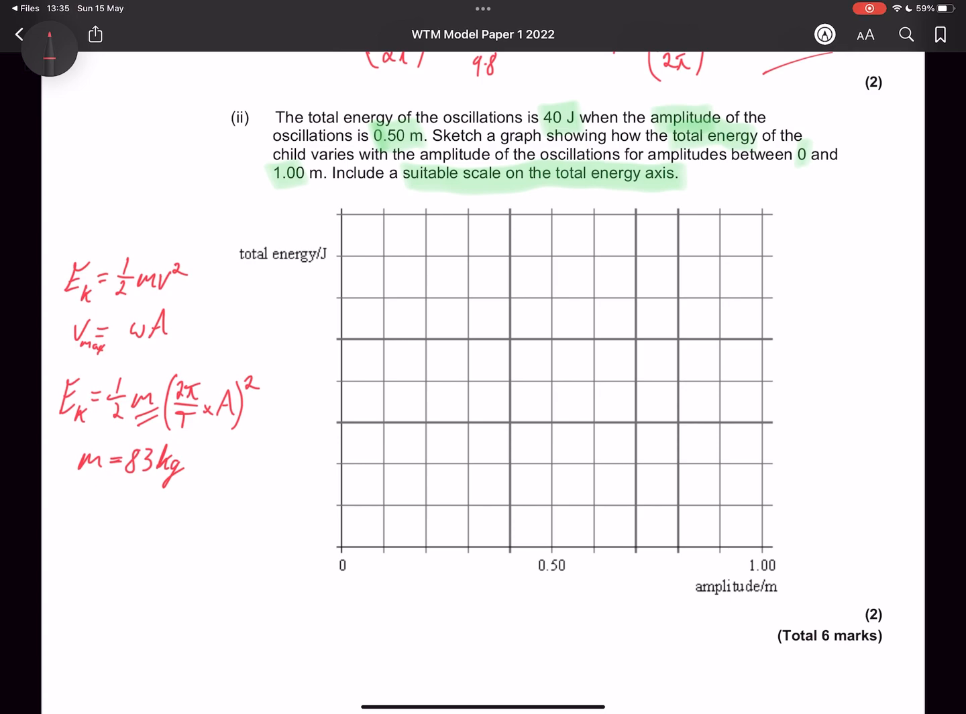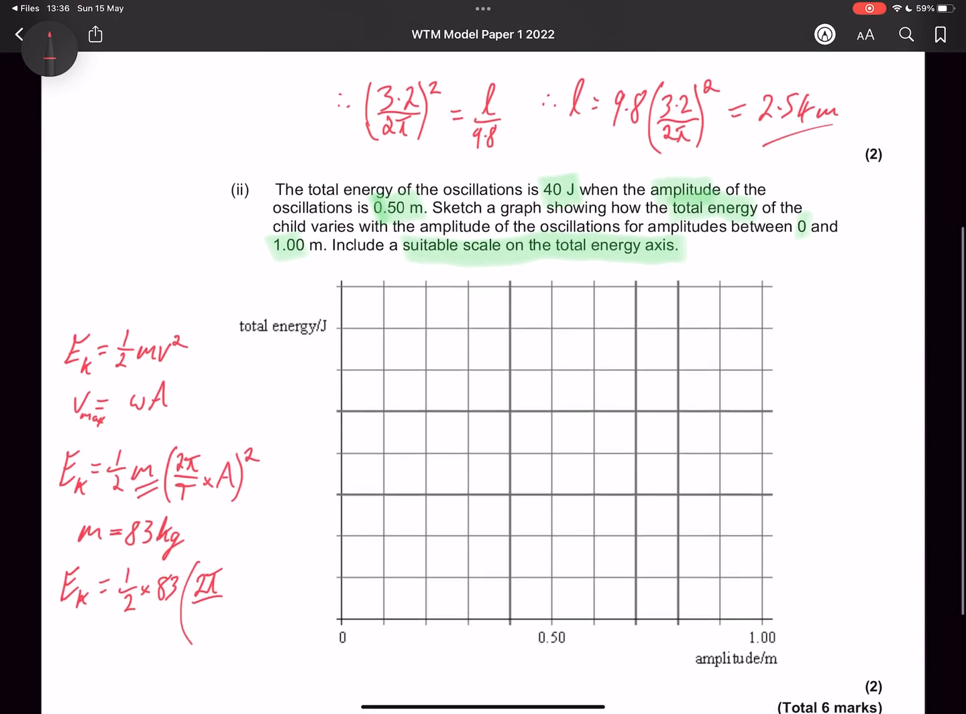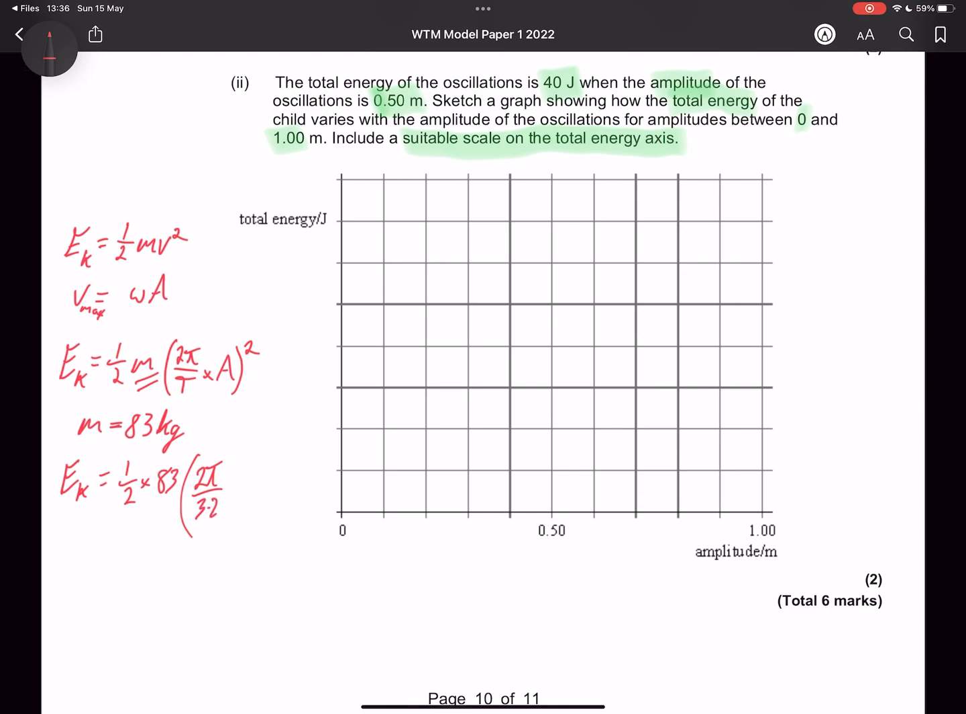So plugging it through, we will get EK being equal to a half, or 0.5, depends on how you prefer to write it, times 83, and then in brackets we'll have our 2 pi over the time period, which is 3.2, all multiplied by 1, which is not necessary, but it's nice to show it. It shows clearly what you're doing, how you're thinking, and then you square that bracket, and that gives us an answer of 160 joules.